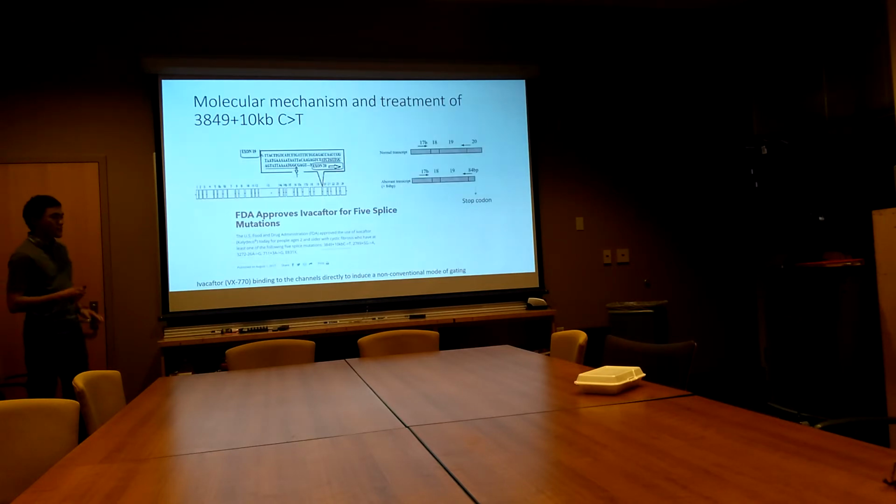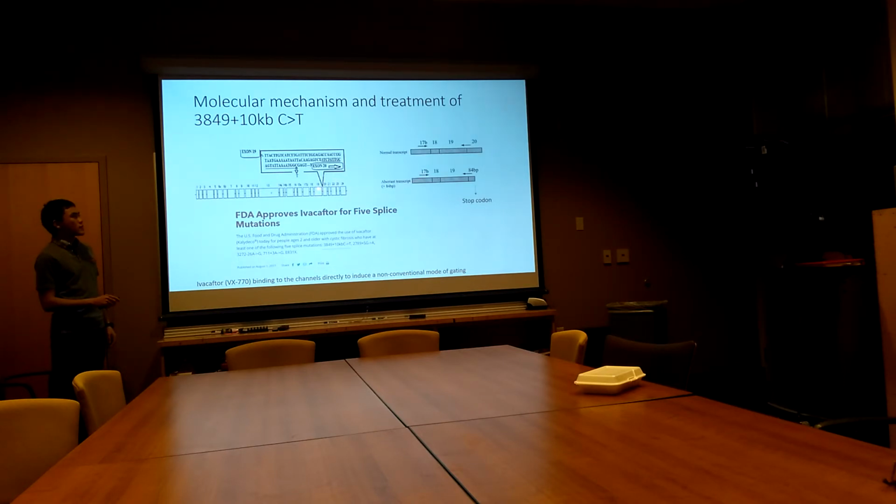Here is the molecular mechanism of why this mutation causes CF. The mutation causes aberrant splicing. These transcripts introduce an aberrant sequence, and this sequence harbors a stop codon, so no protein is produced. This splicing also produces a normal transcript, so both of these exist.